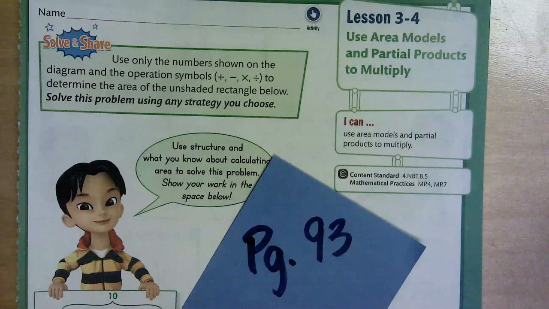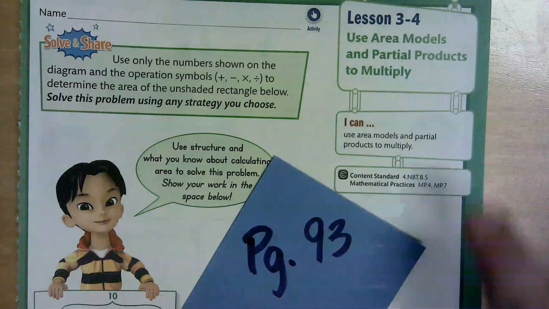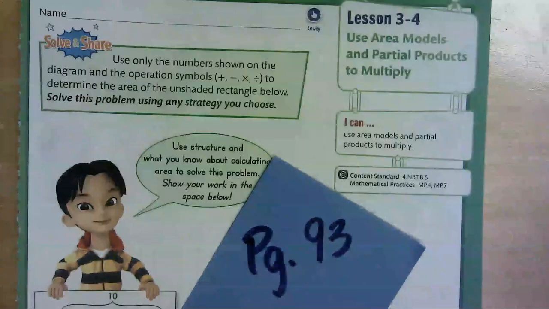Hey there, fourth grade. This is Mr. Campbell. Today we are going to be getting started on page 93 in your math book. So go ahead and turn with me right now. We're going to be doing lesson 3.4, use area models and partial products to multiply.